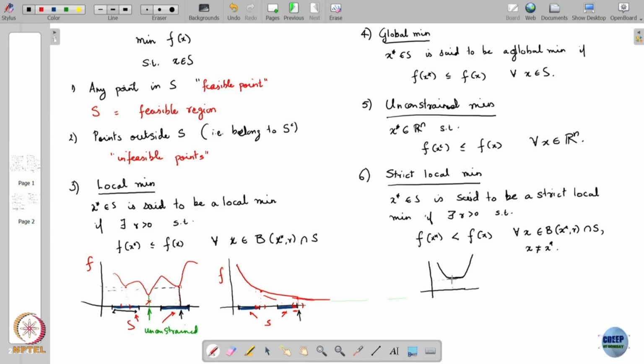You take this point, you take this point, you take this point, around them you choose a neighborhood. There is always another point that has the same value. This is one way in which you have a minimum that is local, but not strict.